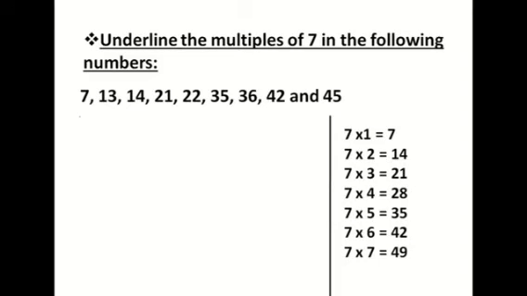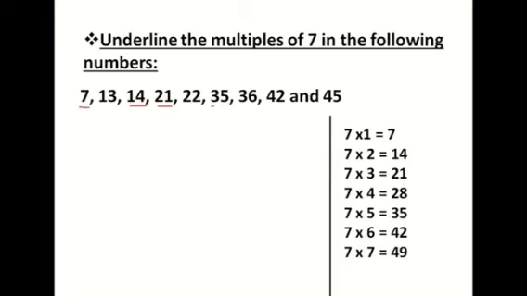Now look at the question. 7 ones are how much? 7. It is there in your question. I have underlined it. 7 twos are 14. I have underlined. Now 7 threes are 21. Yes, it is also available. Now 22 is not there in the table of 7. Now go for 7 fours are 28. It is not there in the question. Now 7 fives are 35.